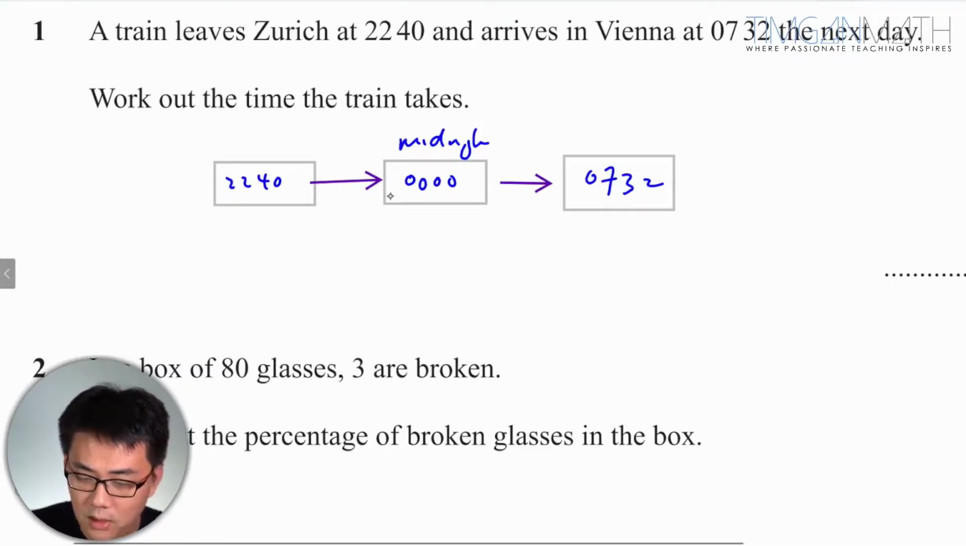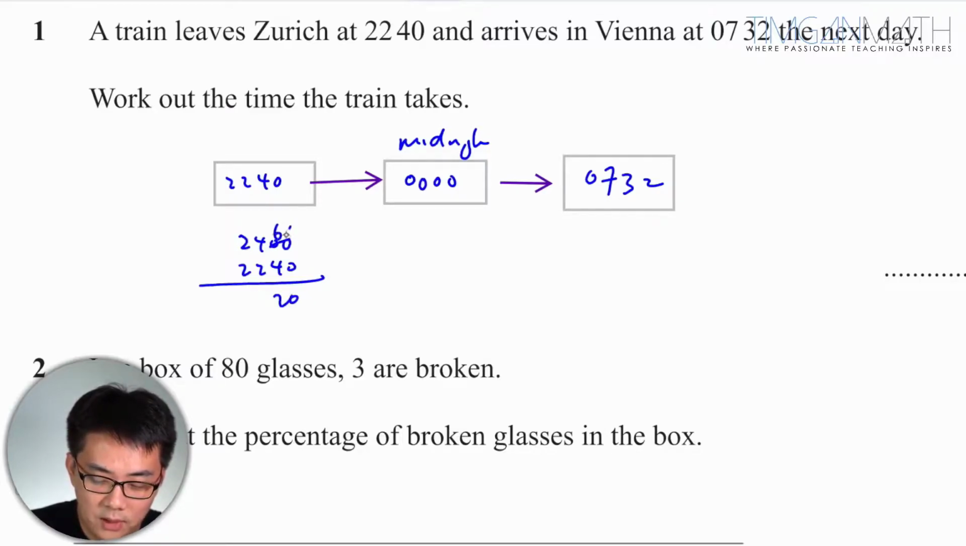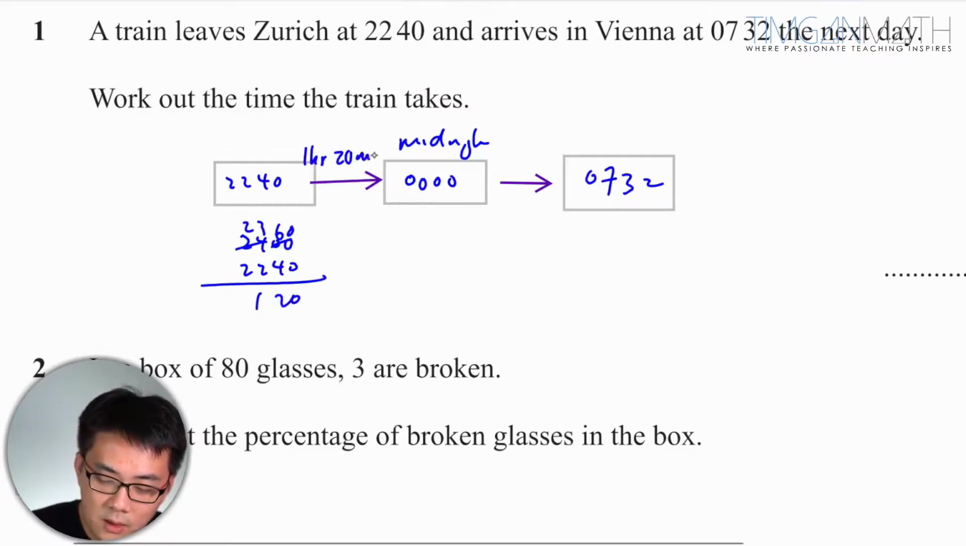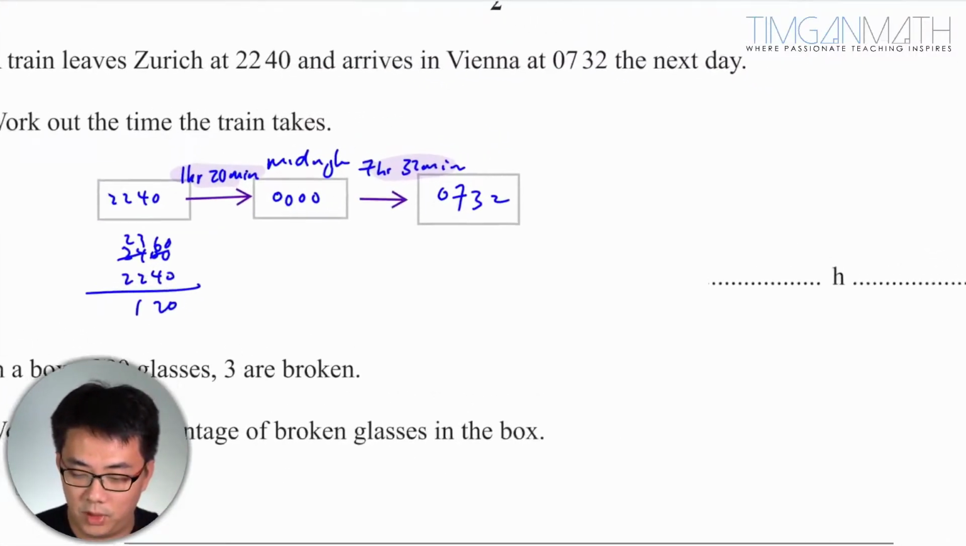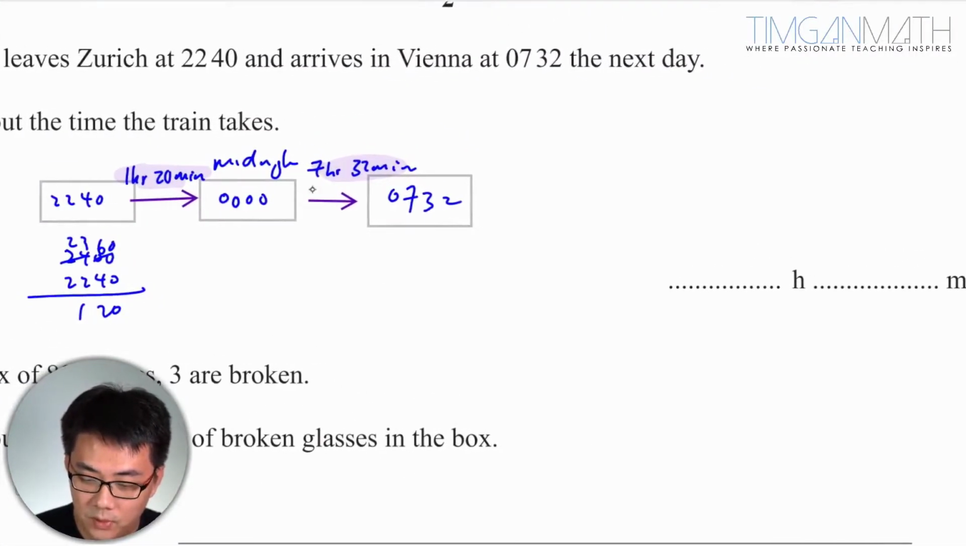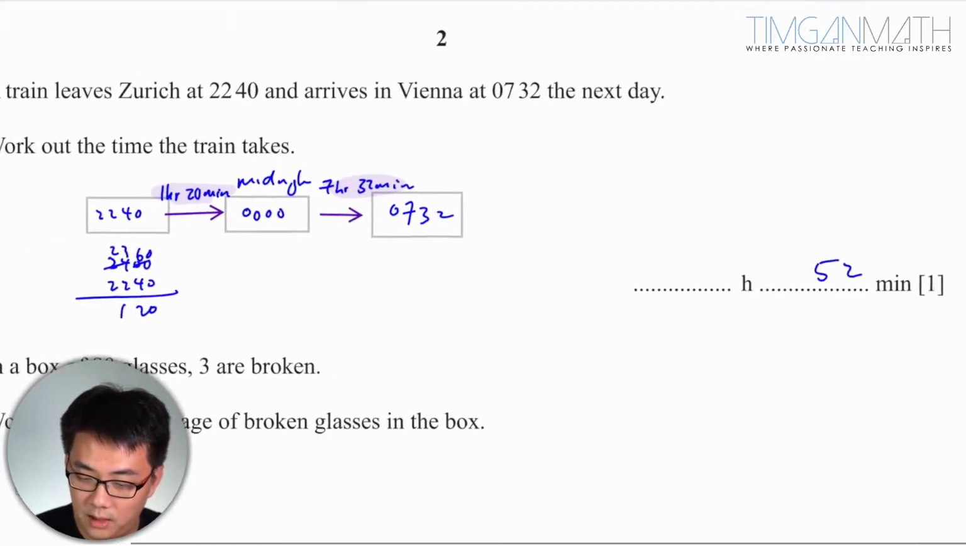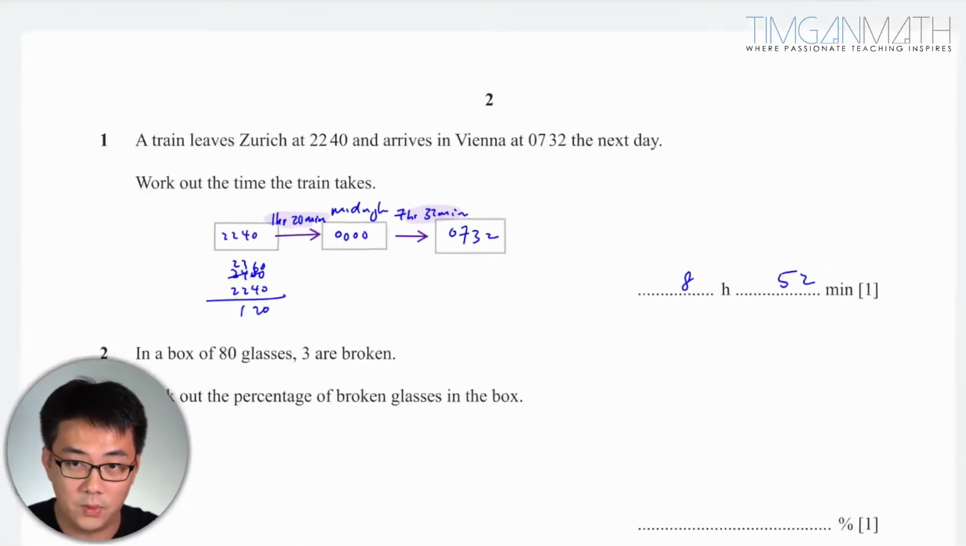From here to here, you could just do 2400 minus 2240. Actually, you could just work it out quite fairly quickly. This is 20 minutes and this is after 60, this is 23, right? So this is 1 hour and 20 minutes. Then after which, this is 7 hours and 32 minutes. So what you need to do is just add both up, 1 hour 20 minutes and 7 hours 32 minutes. 20 minutes plus 32 will be 52 minutes, and 7 hours plus 1 is 8 hours. So it's 8 hours and 52 minutes.